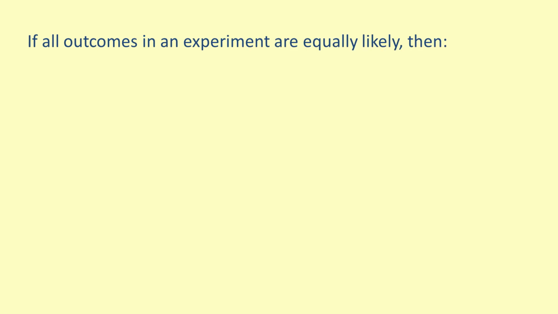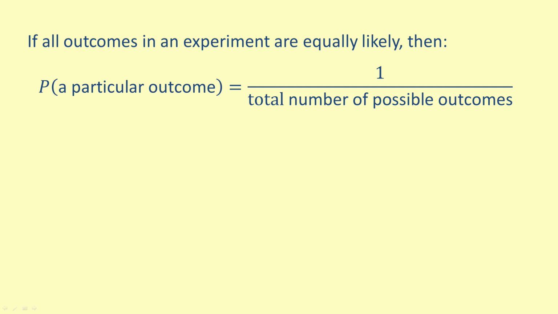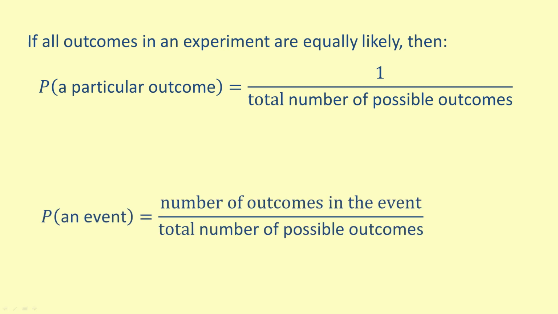If all outcomes in an experiment are equally likely, then the probability of a particular outcome is equal to 1 over the total number of possible outcomes. It follows from this relationship that the probability of an event is equal to the number of outcomes in the event over the total number of possible outcomes.